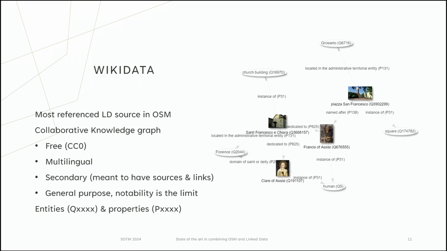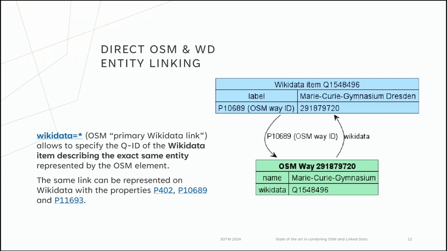Entities on Wikidata are identified by a URI, which ends with an ID, which starts with uppercase Q and is followed by some numbers. That part is often called the QID and is used in OpenStreetMap for referencing entities. Specifically, there are multiple ways to reference Wikidata on OpenStreetMap.